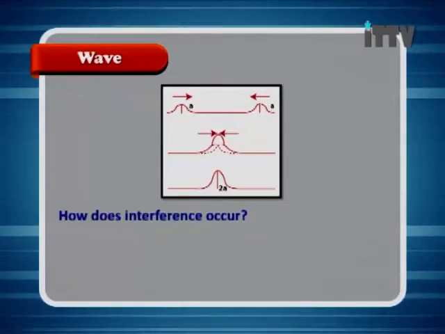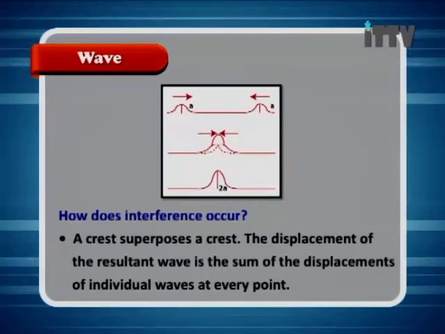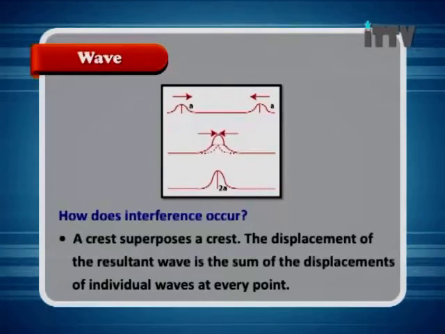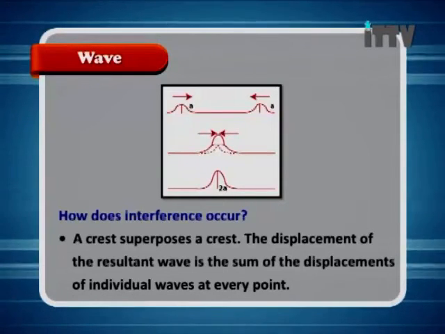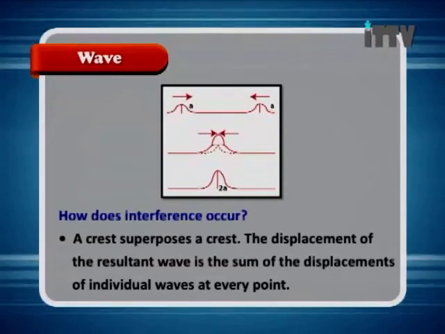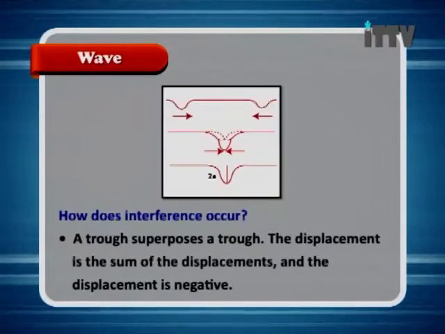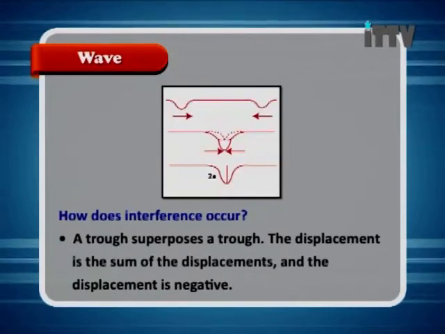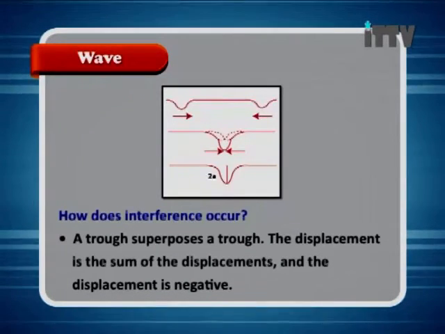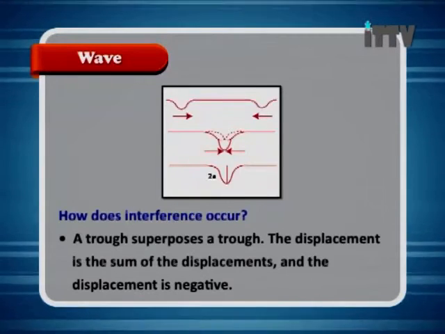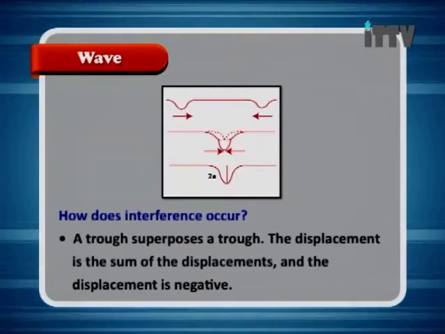How does interference occur? A crest superposes a crest. The displacement of the resultant wave is the sum of the displacements of individual waves at every point. A trough superposes a trough. Once again, the displacement is the sum of the displacements, and the displacement in this case is negative.